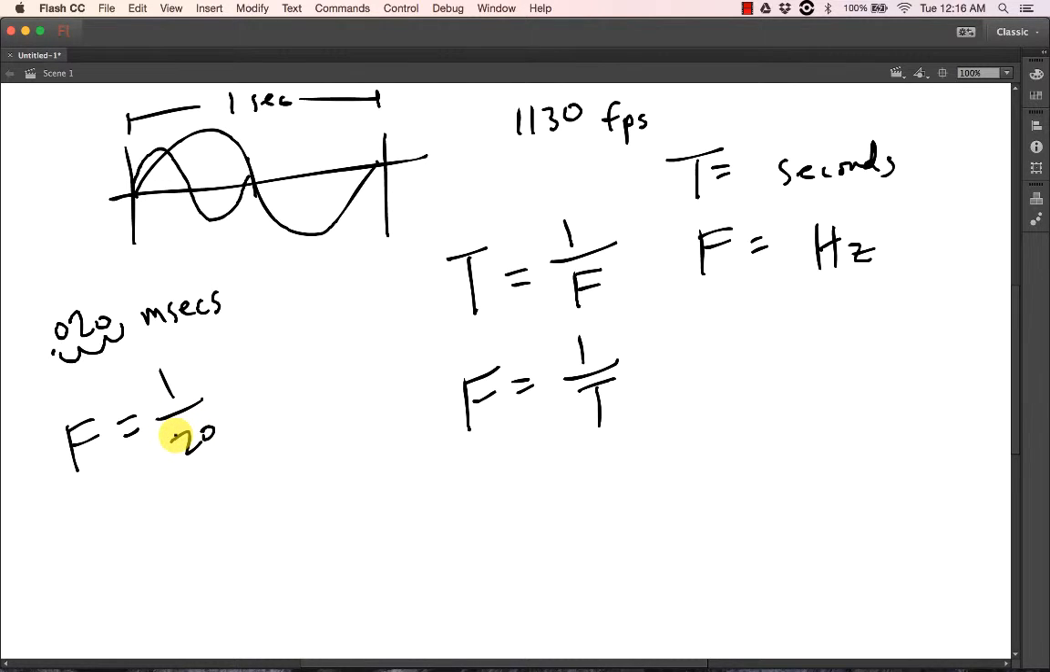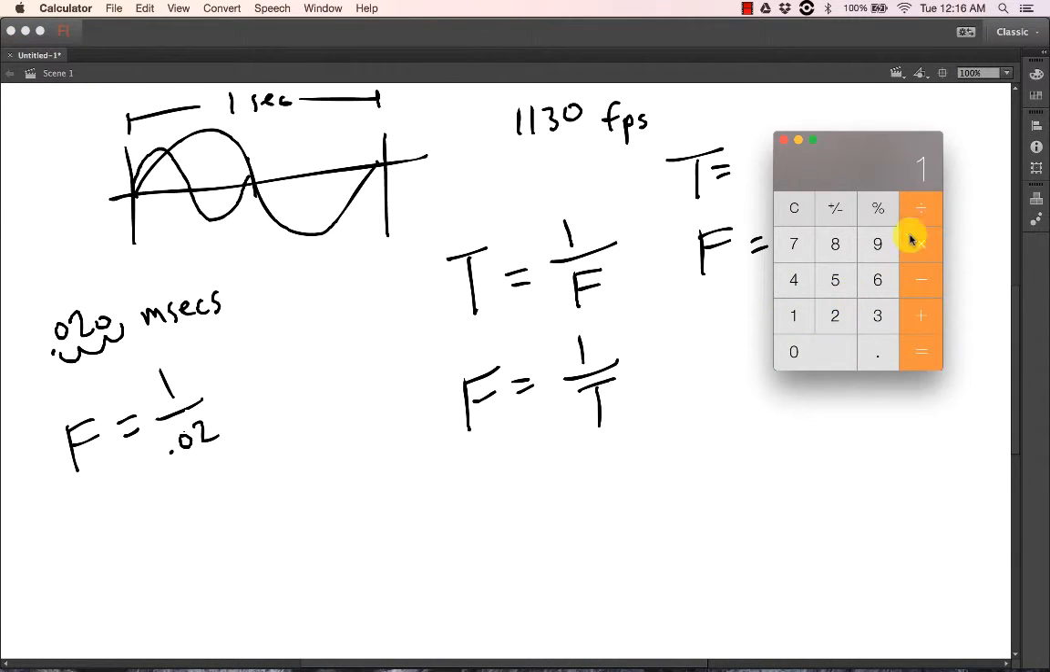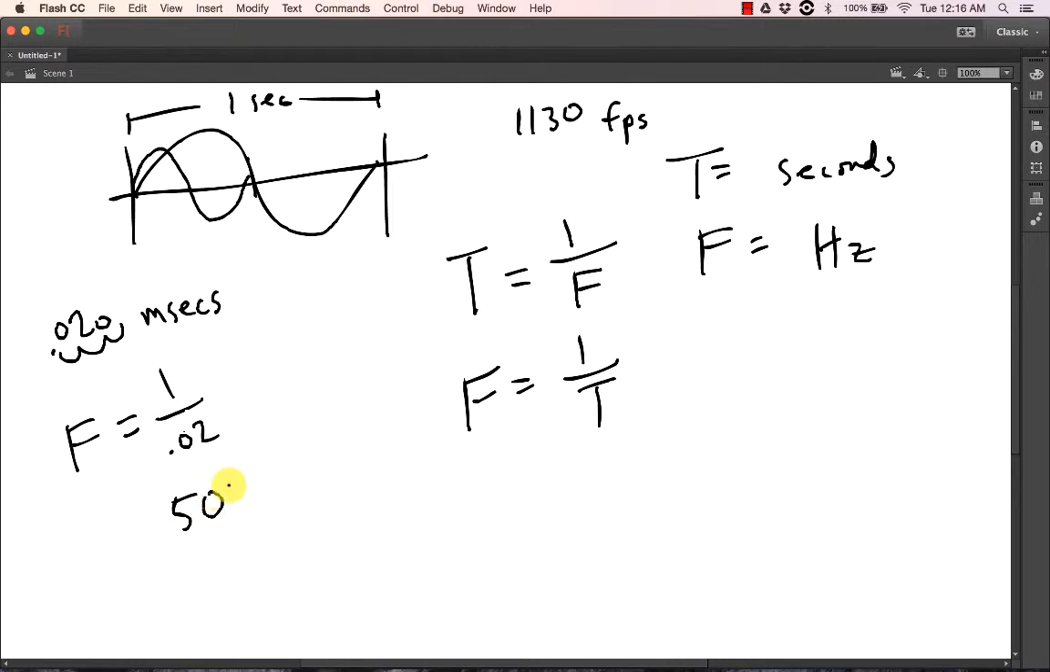Okay, so let's delete this. 1 divided by 0.02 seconds. Ooh, that's tricky. Where is your calculator? 1 divided by 0.02: 50 hertz. 50 hertz takes 20 milliseconds.